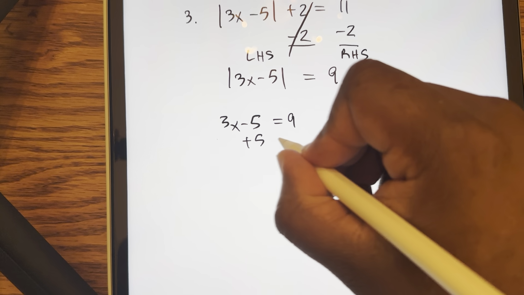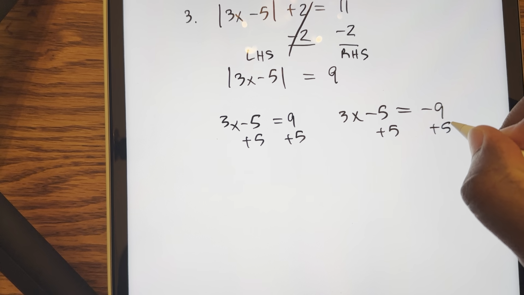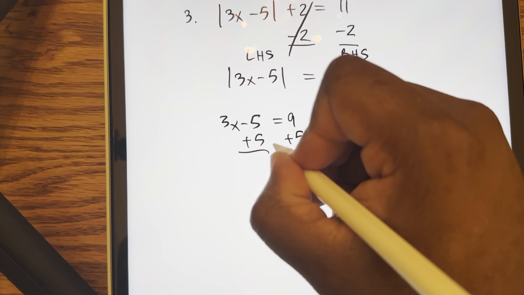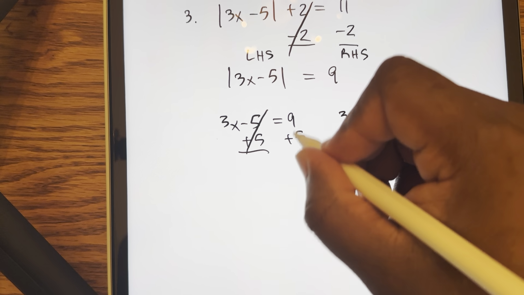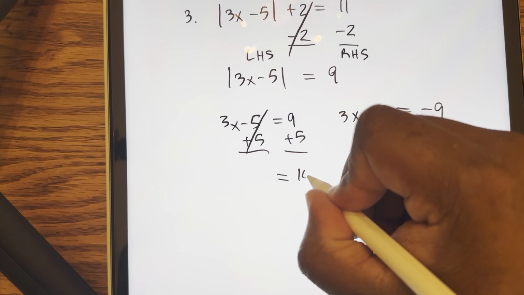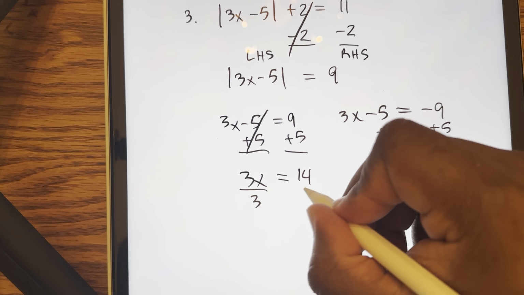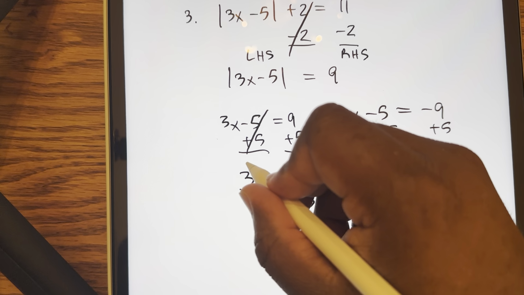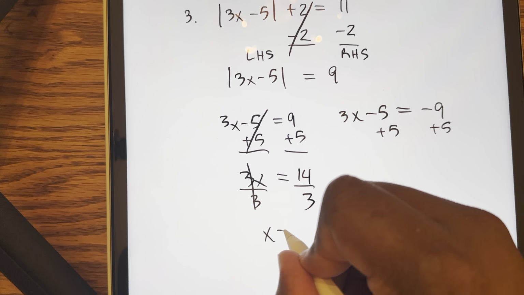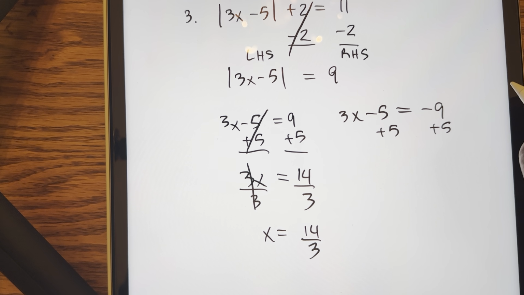Let's add 5 on both sides. Whoops, I guess I'm kind of doing these combined. Let me focus on this one. 5's cancel out. These add to give you 9 and 5 is 14. 3x is equal to 14. Divide by 3 to isolate for x, and you're left with x is equal to 14 over 3. And you could just leave it as a fraction.